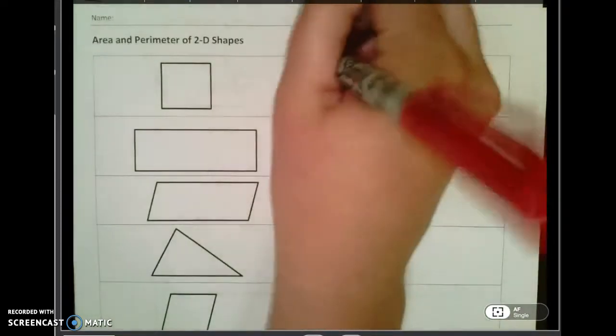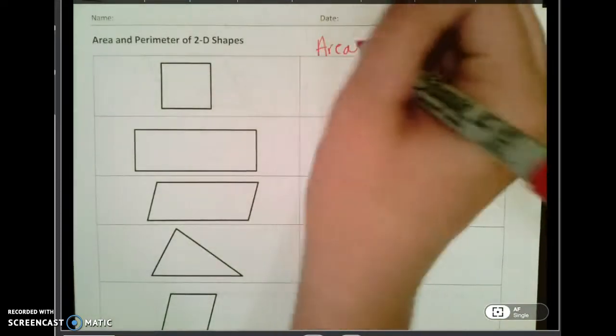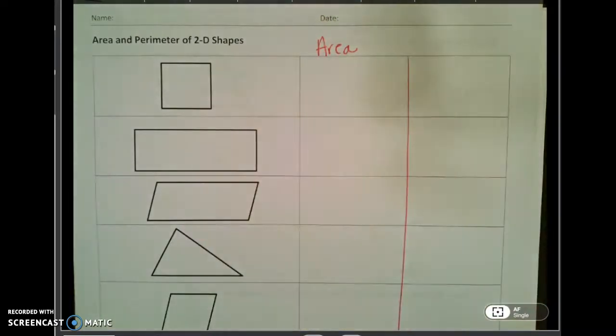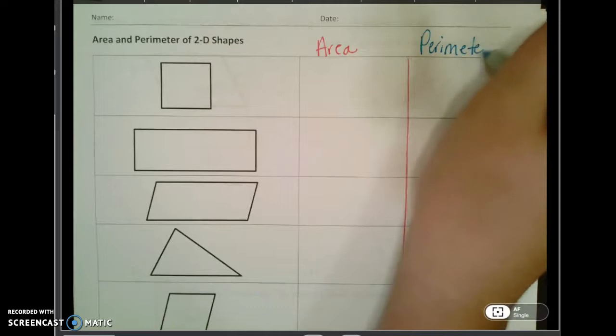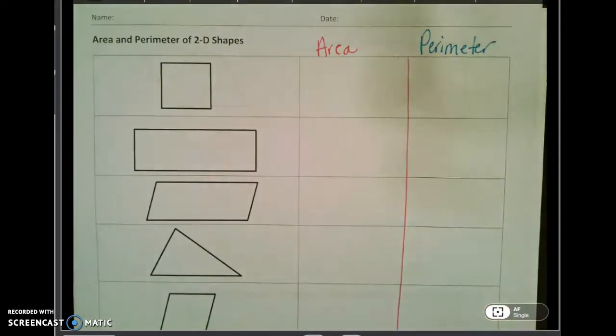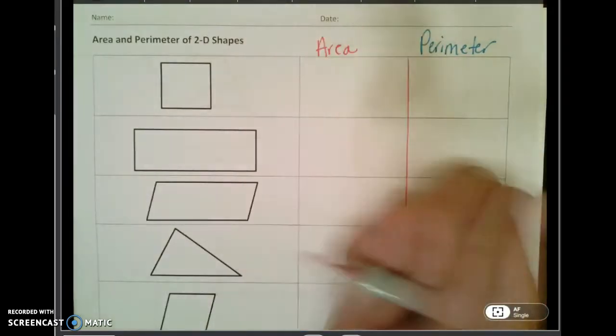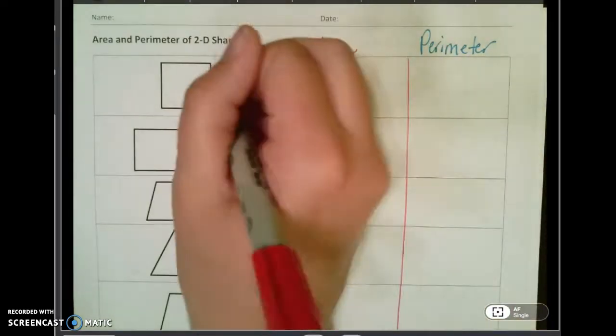Label one side area and the other side perimeter. So I'm going to give you formulas for both. You probably already know most of these formulas, but I do want to cover them anyways just because we're going to need them in class. And so first shape, obviously a square. I'm going to label the shapes as well, that way you know what I'm talking about later.